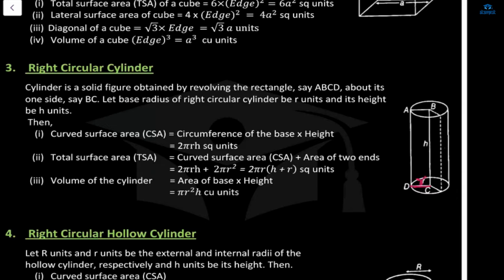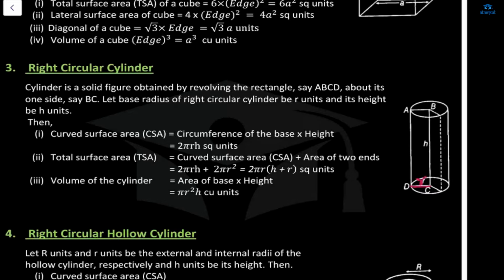In the right circular cylinder, the curved surface area, CSA in short, will be equal to the circumference of the base into height. What is the circumference of the base? That is 2 pi r, into height. What is the height of your circular cylinder? We have taken it as h, so it will be h. So what will it be?